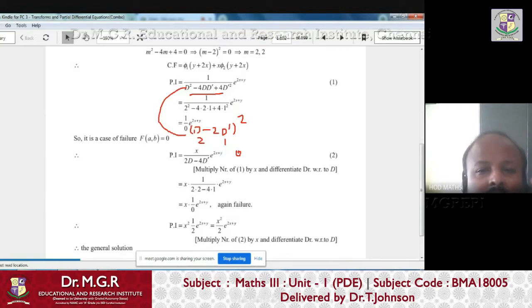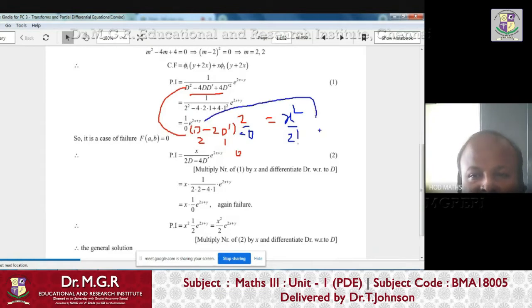Whether we write in equation form or in factor form, we will get 0. But what we can do now is, since the denominator is 0 and we are writing everything in factor form, we check the power of the factor. In this factor, d minus 2d dash, if you substitute the d value and d dash value, it becomes 0. Then we have to check the power of that factor. If the power of the factor is 2, then we can multiply straight away x square by 2 factorial, and then write whatever is here, e power 2x minus y. That will be the solution of the problem.